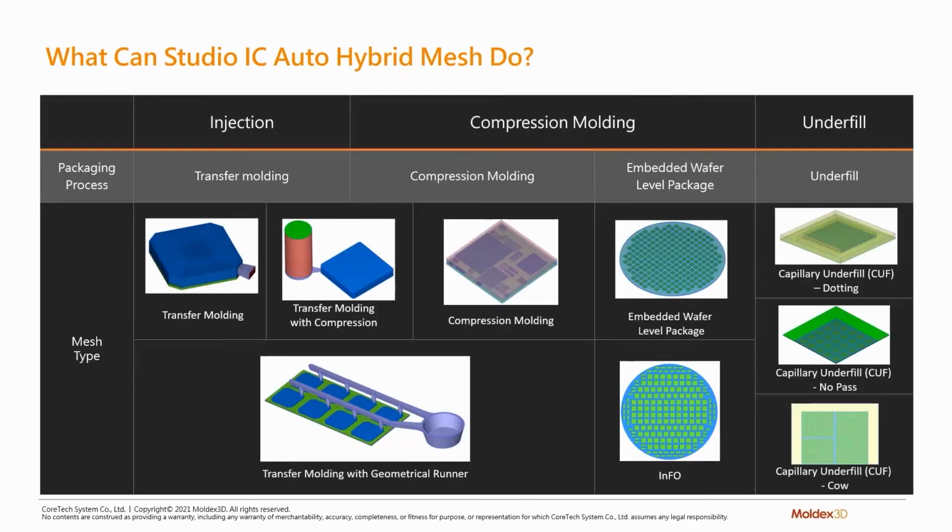What can auto hybrid mesh itself cover? Basically, it can be separated into three groups, which are transfer molding, compression molding, and underfill. So, as you can see, most of the meshes for this technology you can now make even in auto hybrid mesh on Studio. You don't have to do it in Rhino manually.